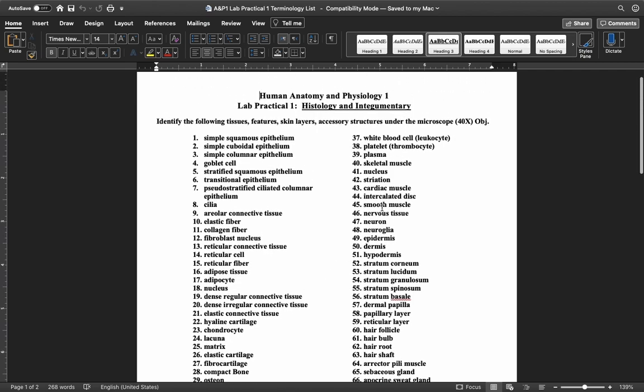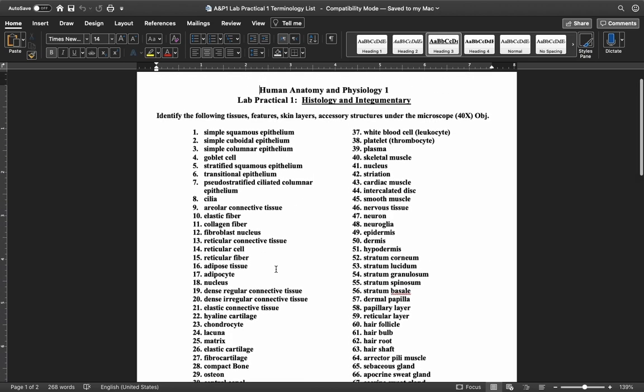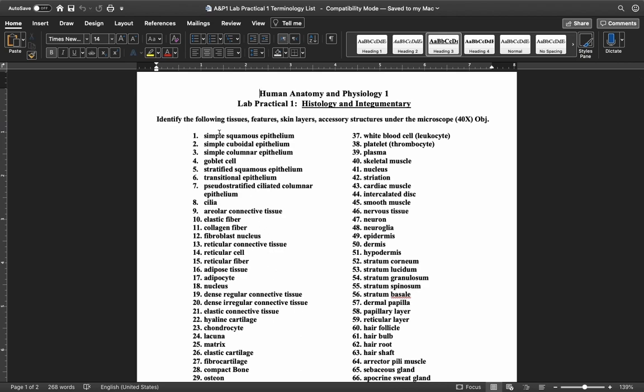What is this thing called? What is this called? And so these are literally the only answers that you'll ever have to give for Lab Practical 1. I have it listed down for you.